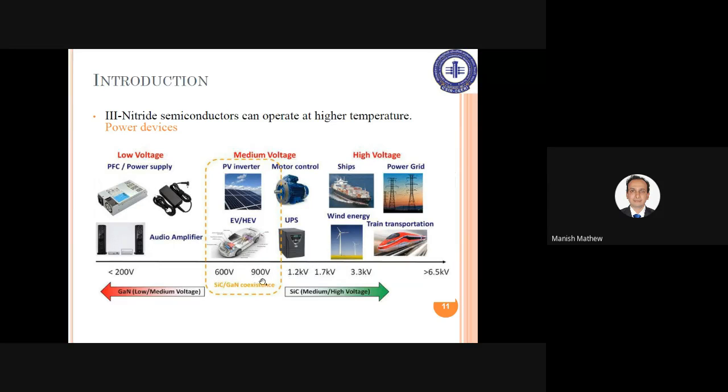The voltage range for this EV is around 600 volt to 900 volt, and when we go to around 1.2 kilovolt, then again gallium nitride based devices are needed. If we need to go to 3.3 kilovolt to 6.5 kilovolt, then silicon carbide based material. And again, there is a possibility that gallium nitride will be there on silicon carbide, or III-nitride devices will be there. So this is being used widely now.